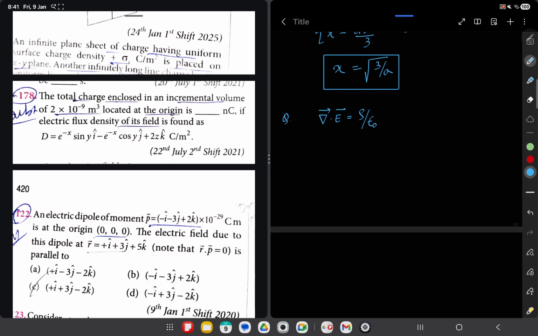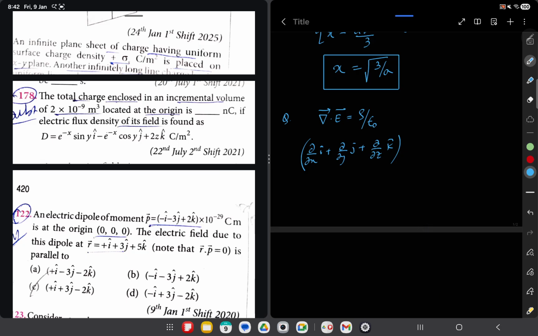So the question given is: the total charge enclosed in an incremental volume of something located at the origin is something nanocoulomb, if the electric flux density of its field is given as something. You know that this is the differential form of Gauss law. So this operation is del by del x i cap, del by del y j cap, del by del z k cap. This is called the gradient operation, and E is what you need to find out.